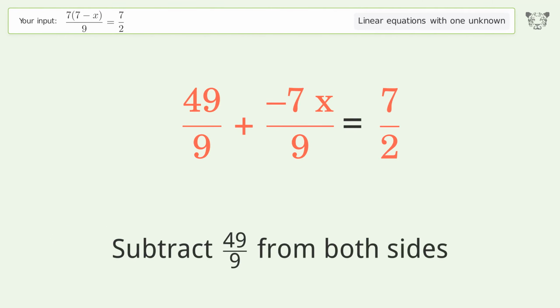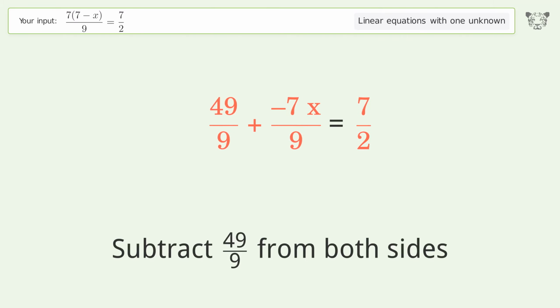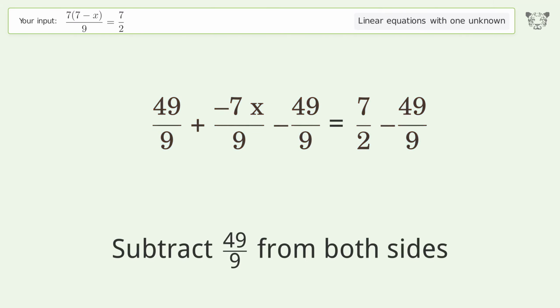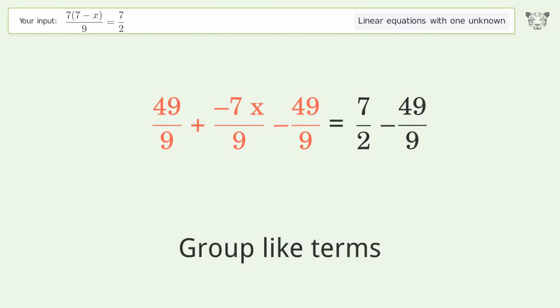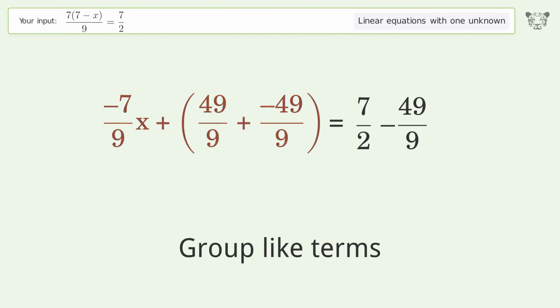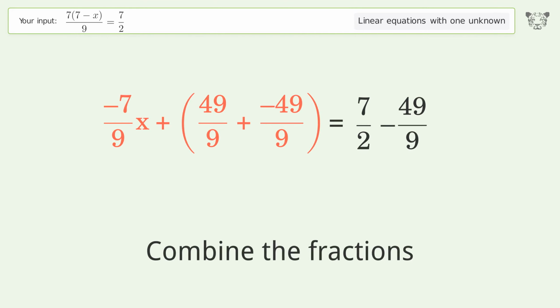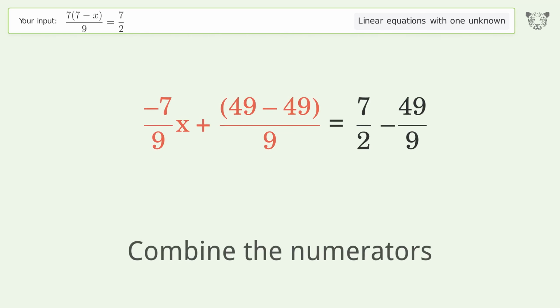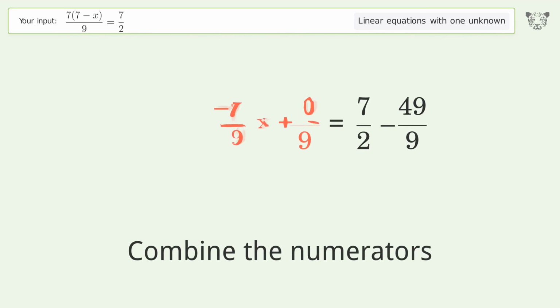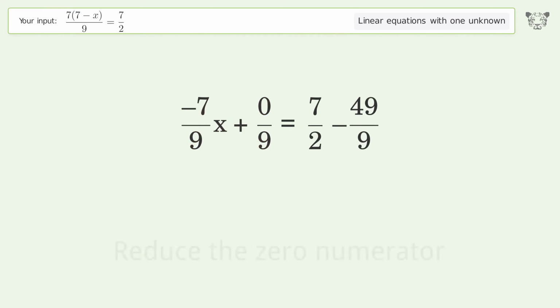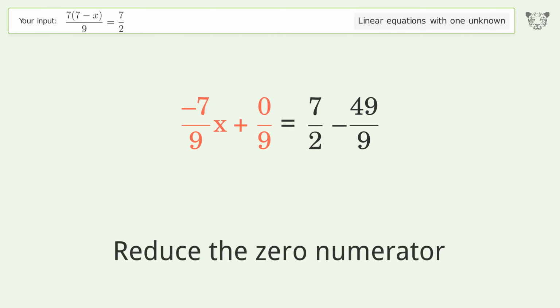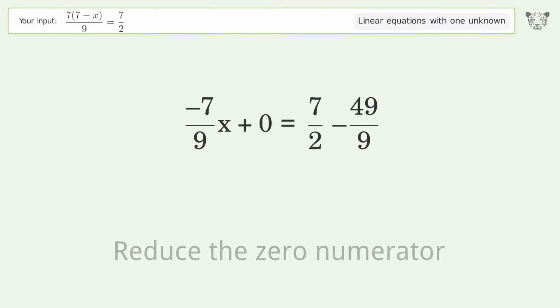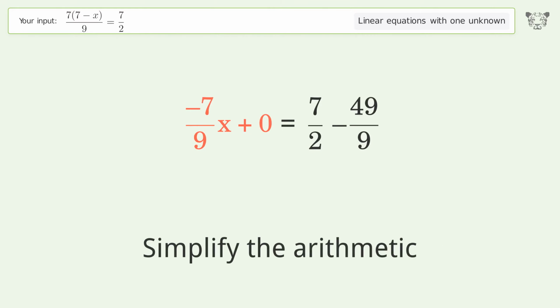Subtract 49/9 from both sides. Group like terms. Combine the fractions. Combine the numerators. Reduce the zero numerator. Simplify the arithmetic.